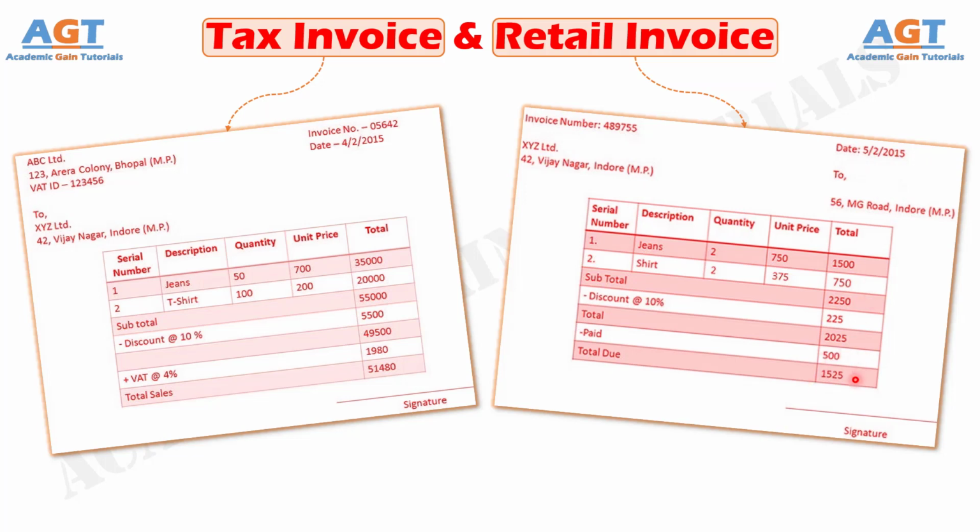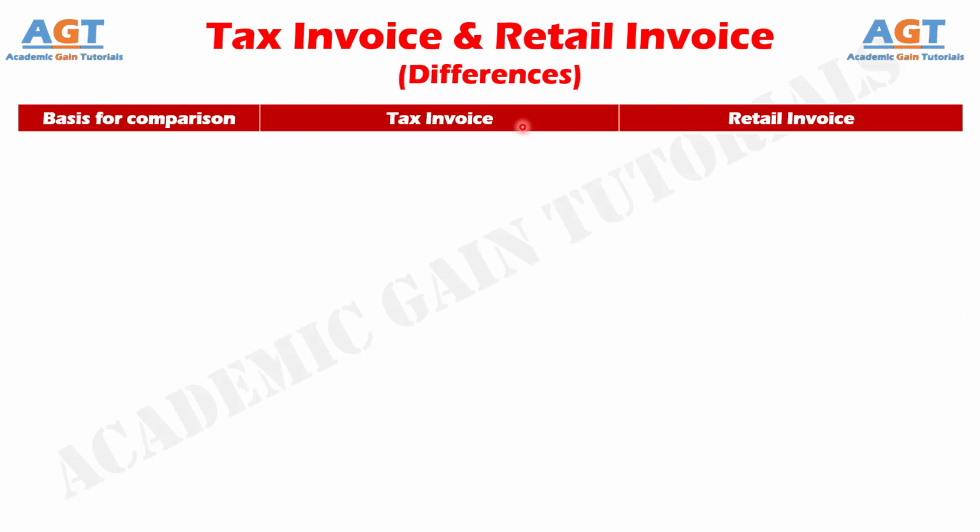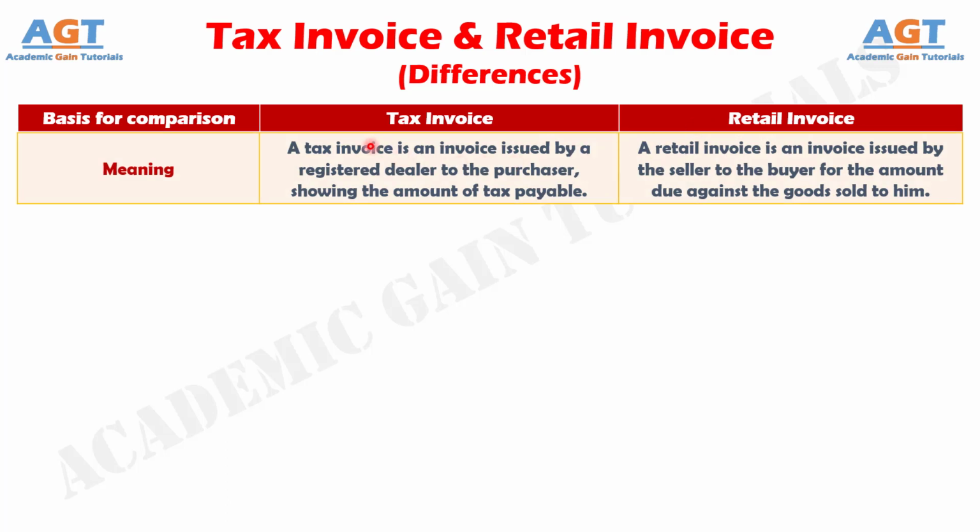So, let's look into the basic differences between tax invoice and retail invoice in a tabular form. Difference number 1. Tax invoice implies an invoice prepared and issued by the registered dealer to the purchaser to show the amount of tax payable. As against this, the retail invoice is an invoice prepared and issued by the seller to the buyer showing the amount due to him against the goods sold.